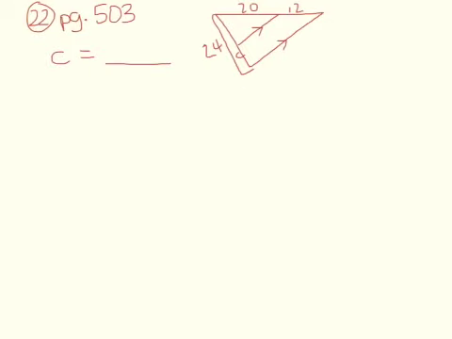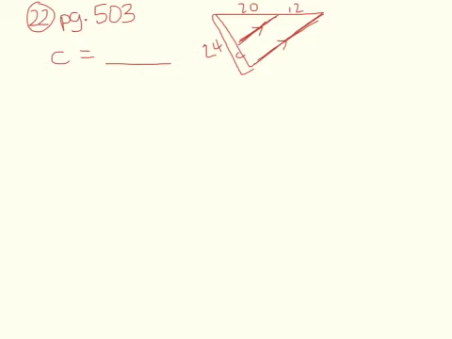Okay, on number 22, I'm supposed to find the value of the variable. In this case, my variable is C. And I can see here that I've got a triangle that has a line that's parallel to one of the sides of my triangle. And that means, by virtue of Theorem 8.4, because this line is parallel to the third side of my triangle, it intersects the other two sides and it makes those other two sides segments proportional to each other. So all I have to do is set up a proportion and solve it.